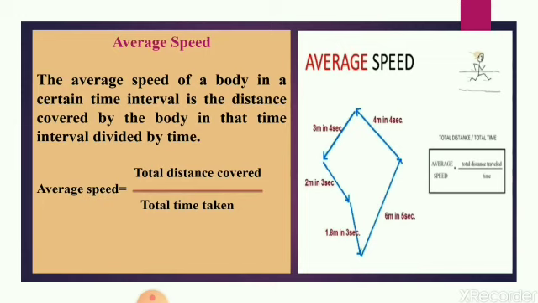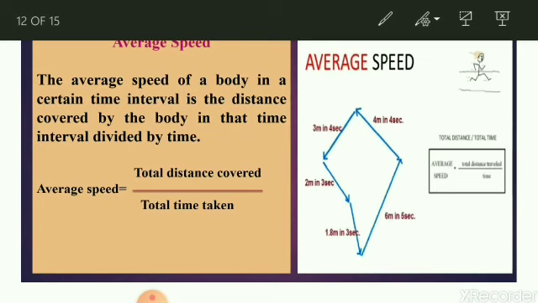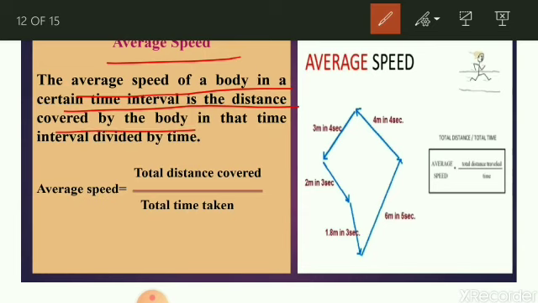Now average speed. Everything that we have studied, how to find out the speed, was for uniform motion. Now we will see the case of non-uniform motion, where distance is covered by the object non-uniformly. Here we will see average speed. The average speed of a body in a certain time interval is the distance covered by the body divided by the time.